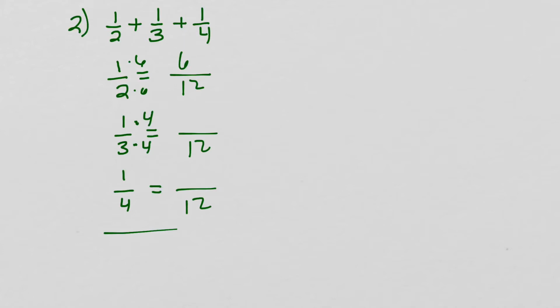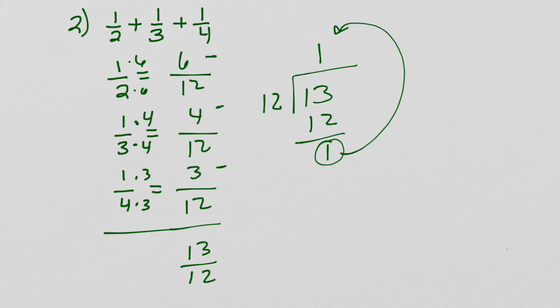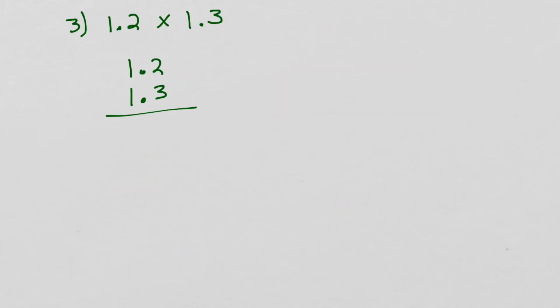So I'm going to multiply 1/3 by 4, which is going to give me 4/12. And I'm going to multiply 1/4 by 3. Now my denominator is the same, so all I'm going to do is add the numerators, and I'm going to get 13. I need to change 13 into a mixed number. 12 goes into 13 one time. 1 is left over, so that's going to become my new numerator, and my denominator stays the same. So my answer is 1 and 1/12.